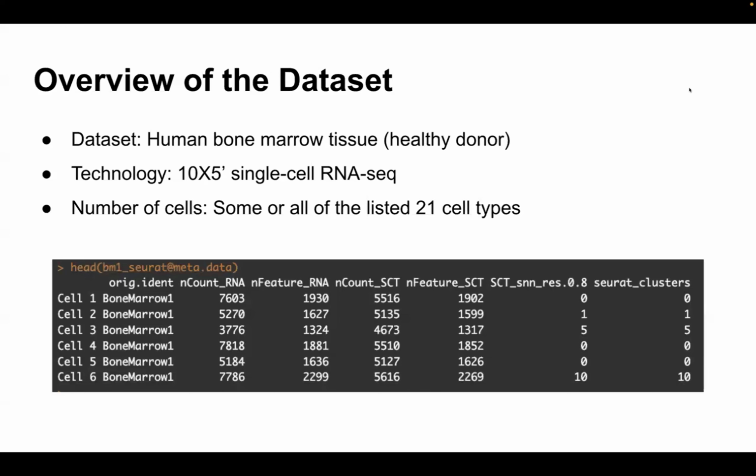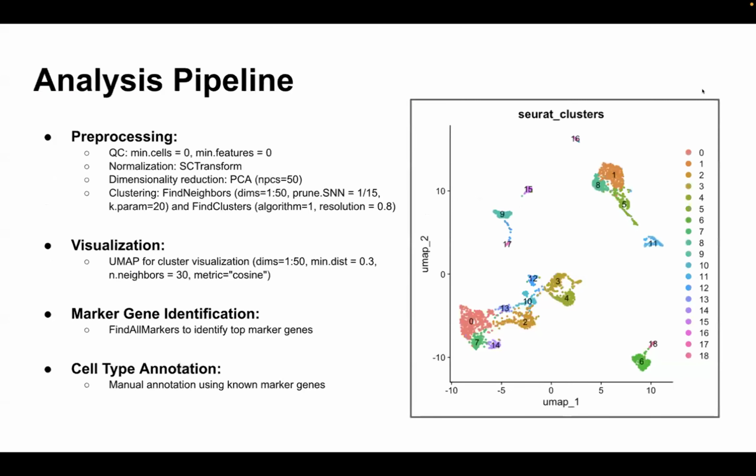So just for an overview to start, the dataset consists of single-cell RNA-seq data from human bone marrow tissue, and I focused on dataset 1. The dataset includes a variety of cell types, such as monocytes, T cells, B cells, and more. However, the actual number and types of cells included in the dataset remained unknown, so my job was to classify each cluster from the 21 given cell types.